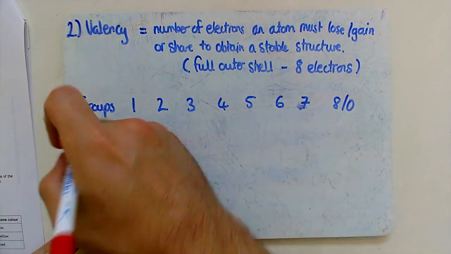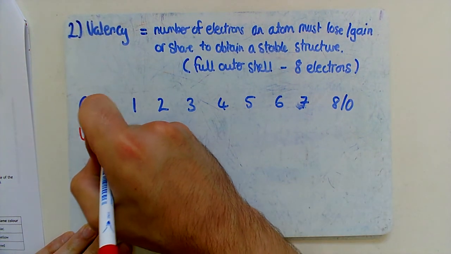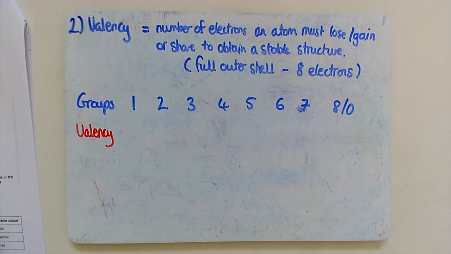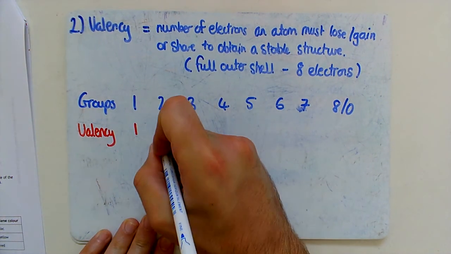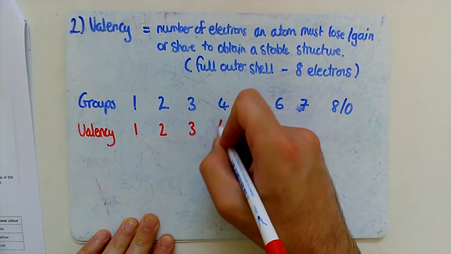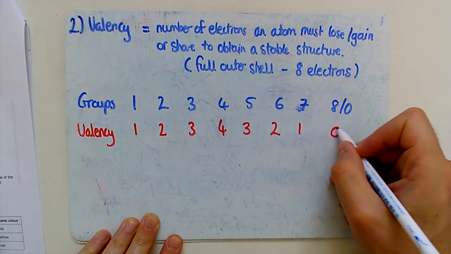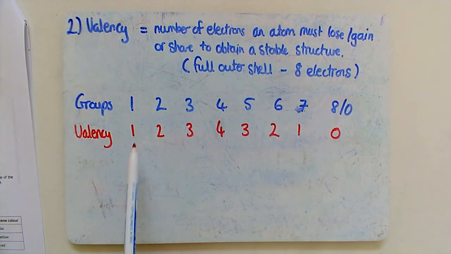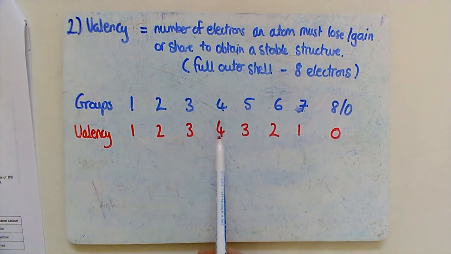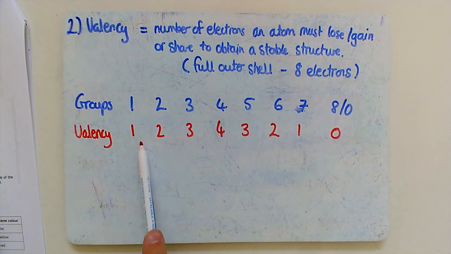The valency for these follows a really easy pattern. Valency goes 1, 2, 3, 4, 3, 2, 1, 0. So for groups 1, 2, and 3, and group 4, valency is the same, but then it just counts back down: 3, 2, 1, 0. Now what's happening here in groups 1, 2, and 3 is that that's the number of electrons they lose to get a full outer shell.